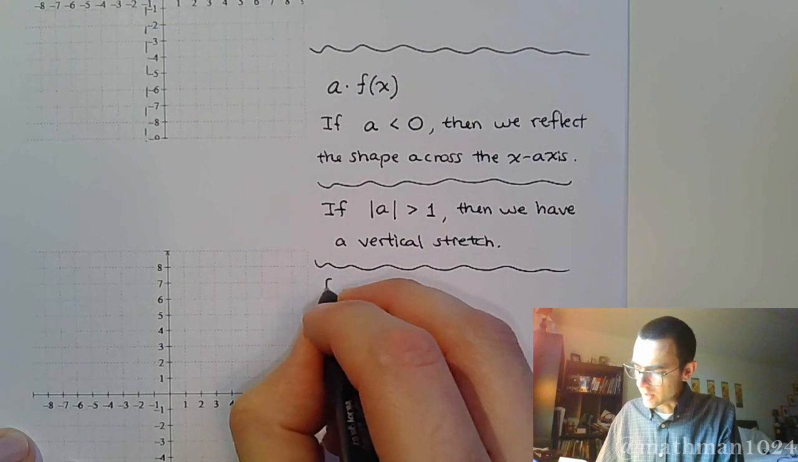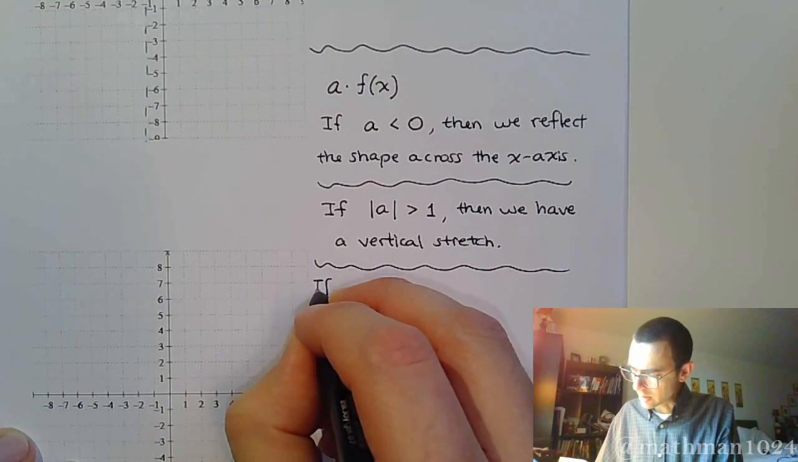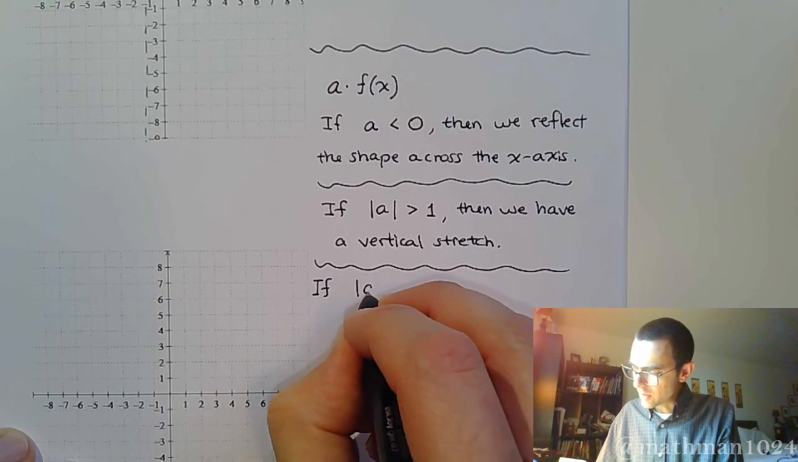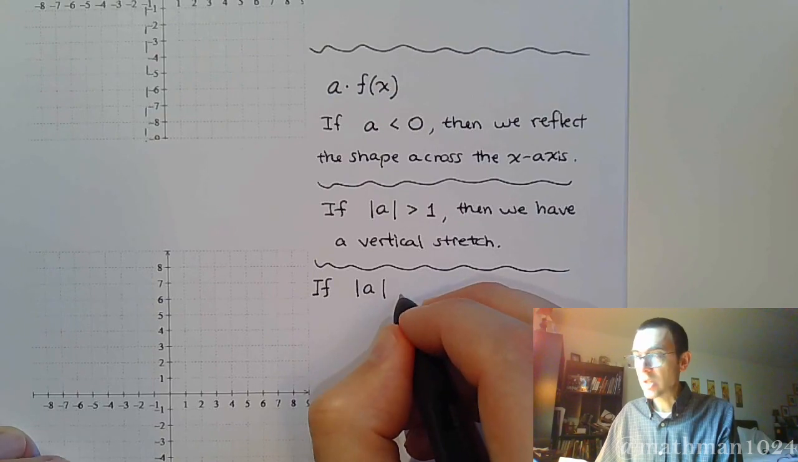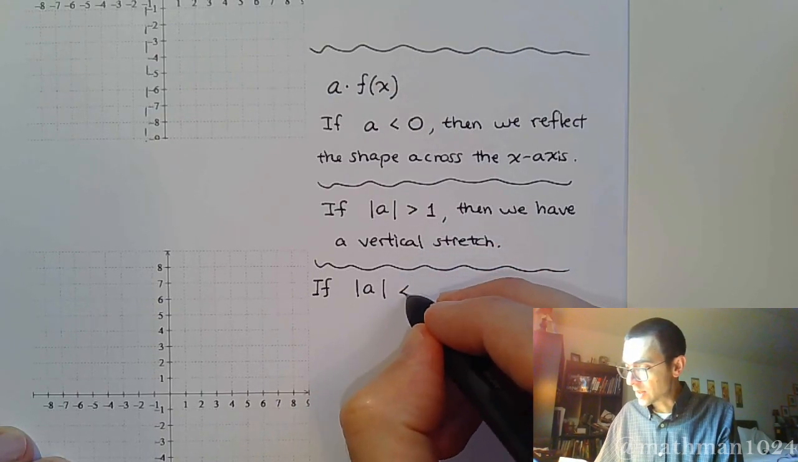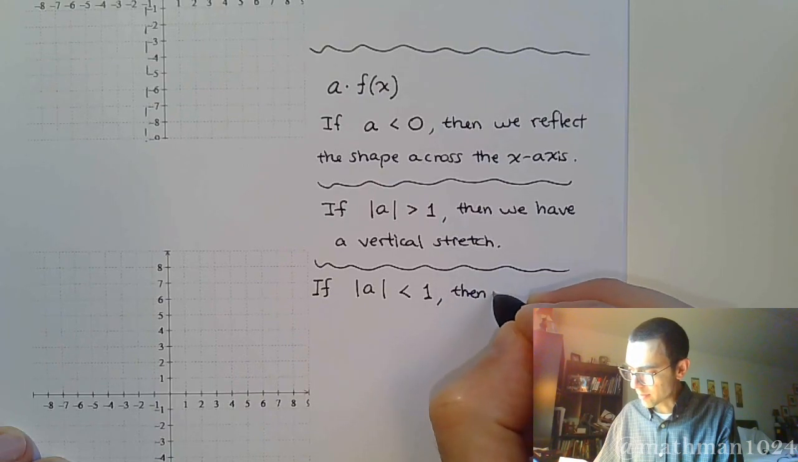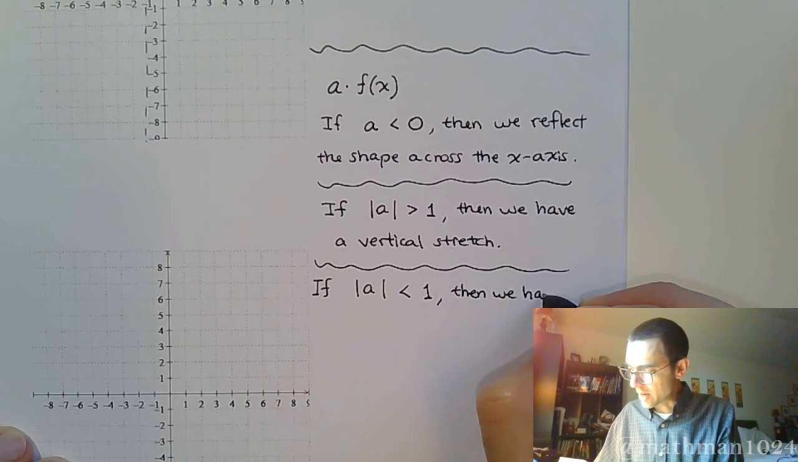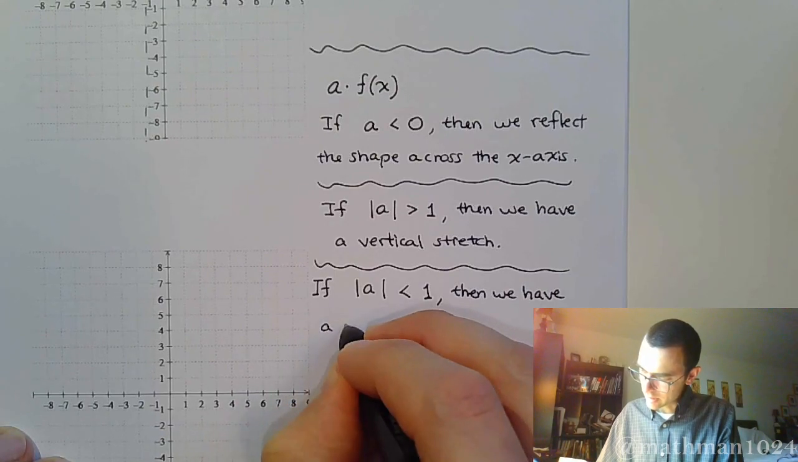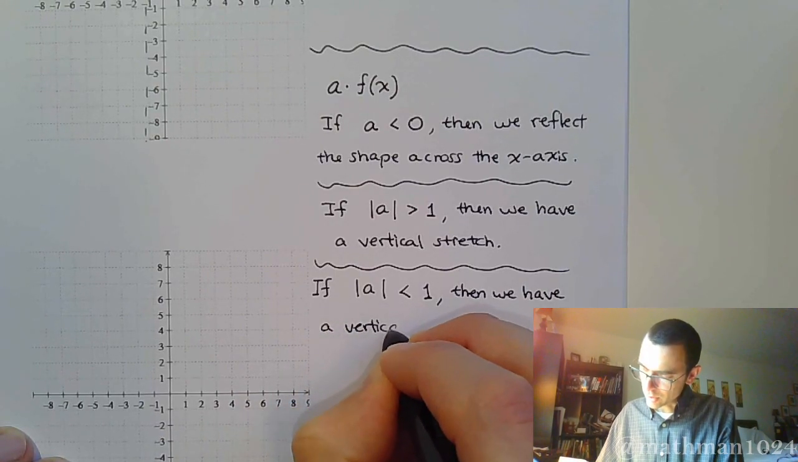And on the other side of this, if the absolute value of that scalar multiple in front is less than 1, then we have a vertical compression.